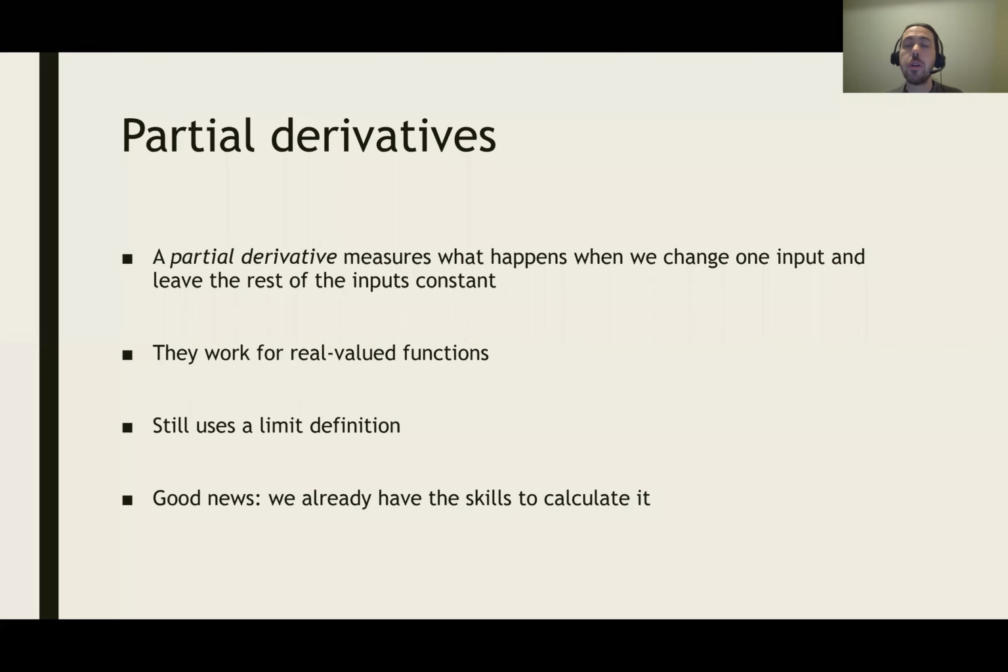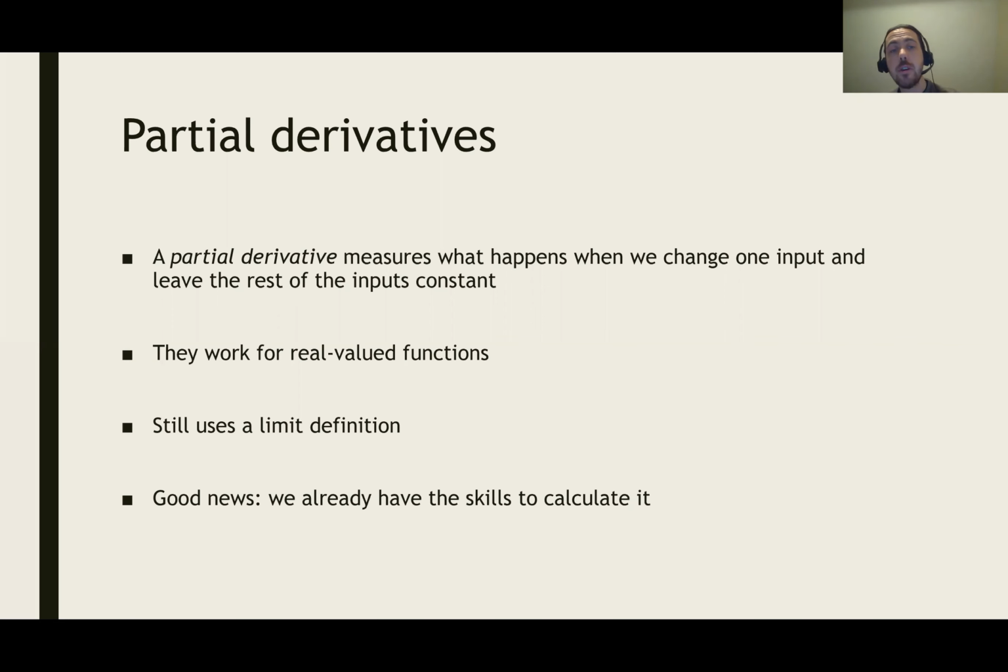So the first thing we're going to do is talk about partial derivatives. A partial derivative is one component of what we're going to build up into the notion of a derivative. The partial derivative just basically takes a function of several variables and measures what happens if we change one of the input variables. So we change that one input and we leave the rest of the other inputs constant.